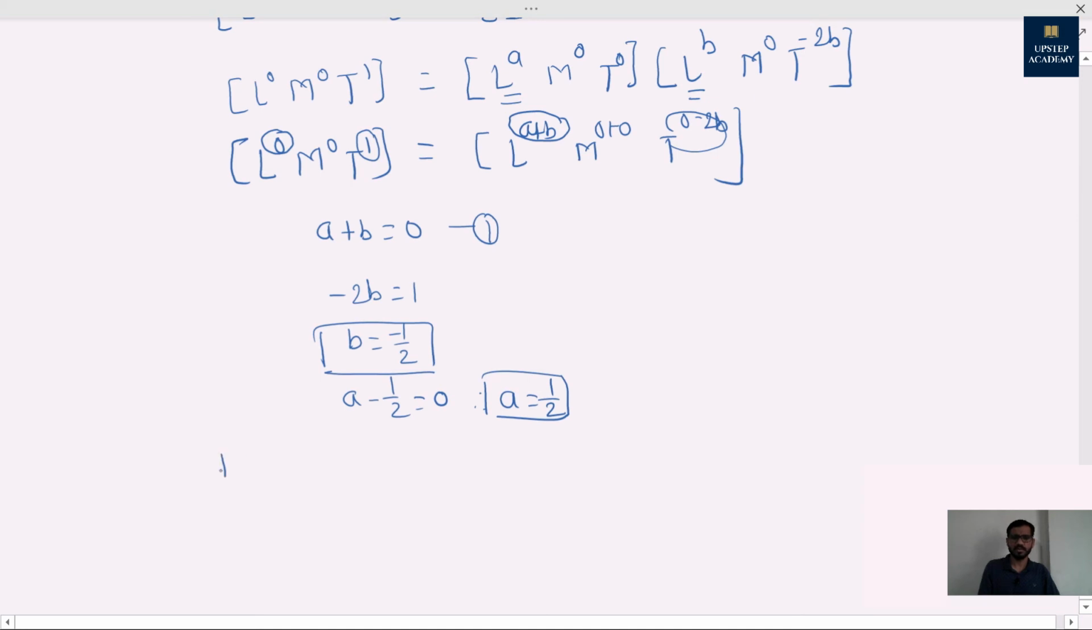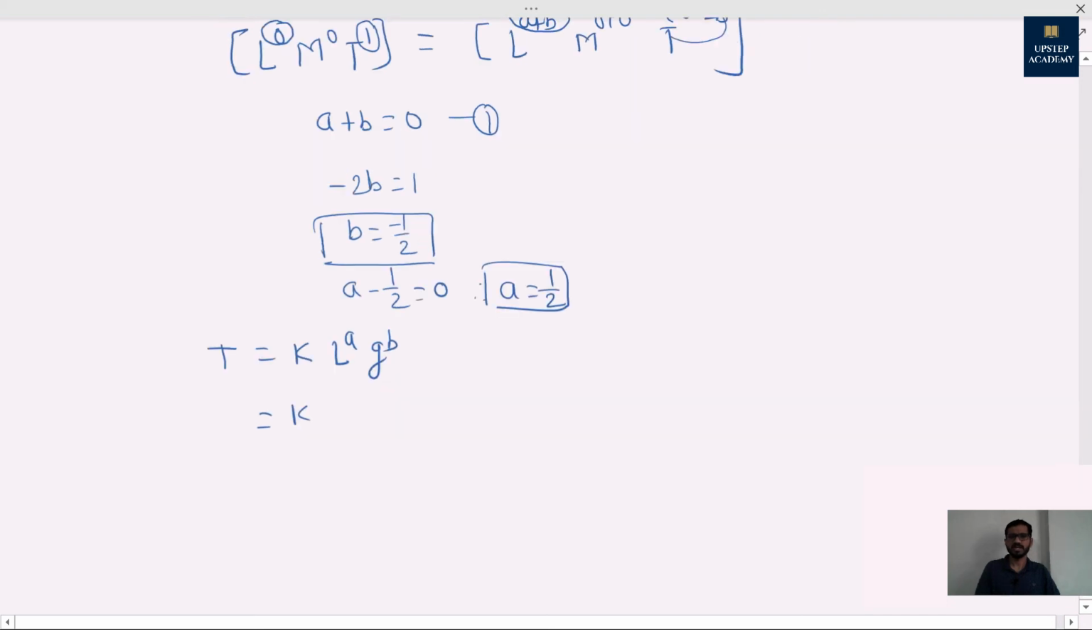What is the equation? T is equal to k into L raised to a and g raised to b. T is equal to k into L raised to half into g raised to minus half. So it will become k into the square root L, and as it is minus power we will send it to denominator and it will become under root g, which is at denominator, and simply we can write k in under root L upon g.